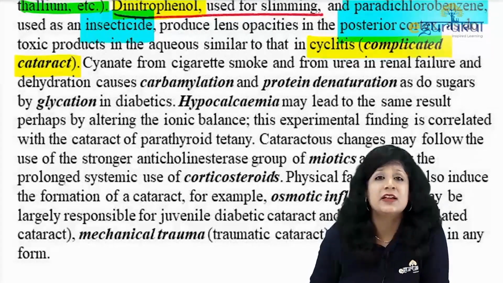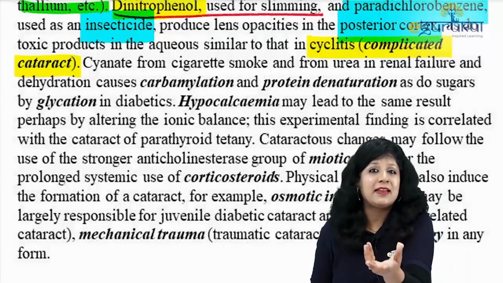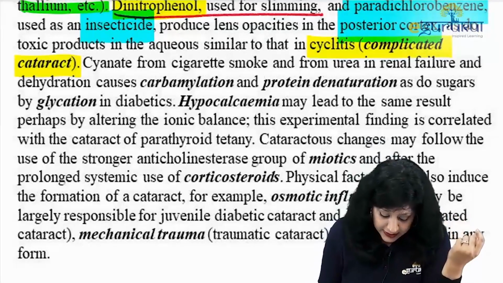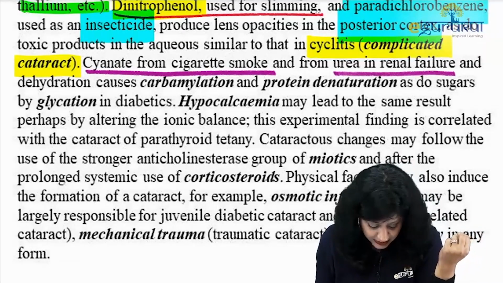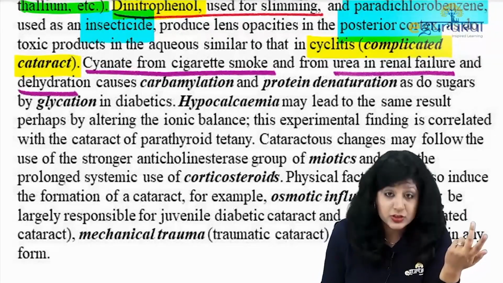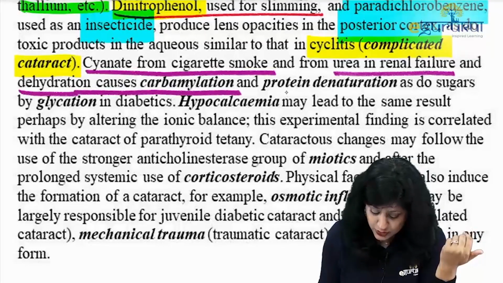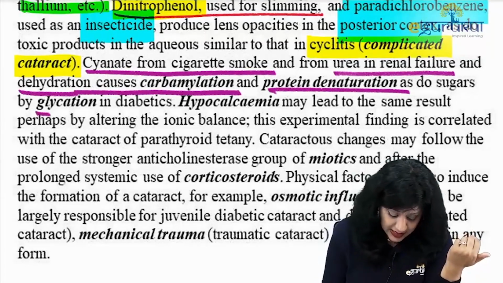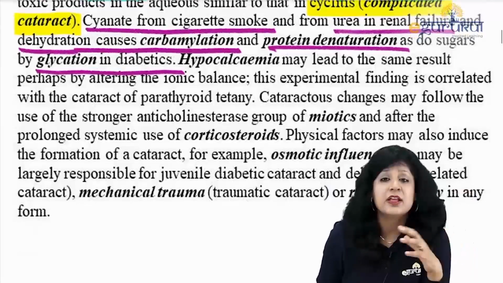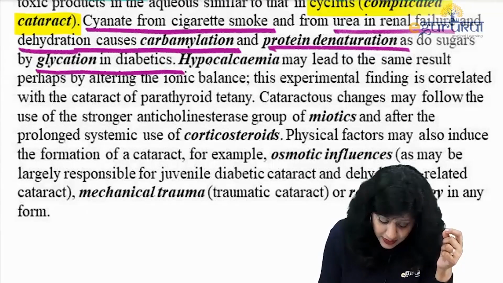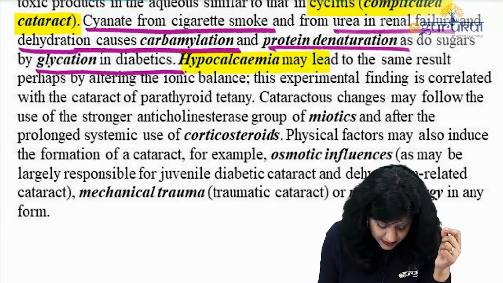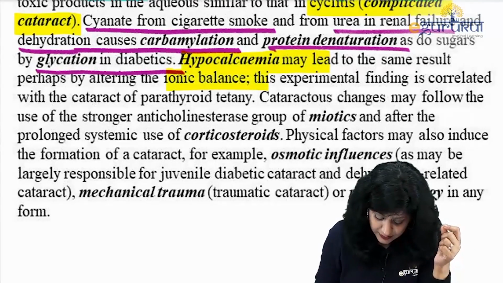So there are so many things. I think you take any name and that thing is causing cataract. Then you have cyanide from cigarette smoke. Then you have urea from renal failure, and dehydration due to renal failure causes carbamylation, protein denaturation, then glycation in the diabetics. So there are so many things, again I'll say, which can cause cataract. Even hypocalcemia may lead to cataract, due to the ionic balance.